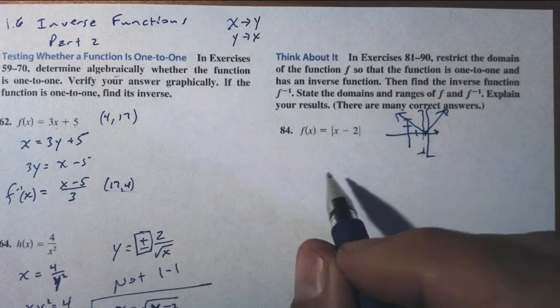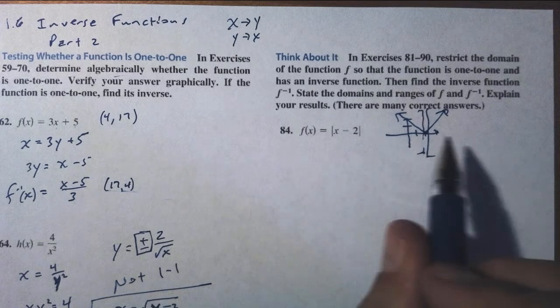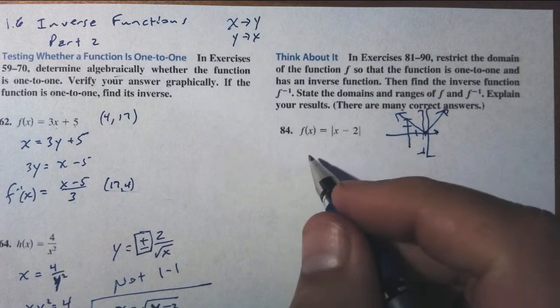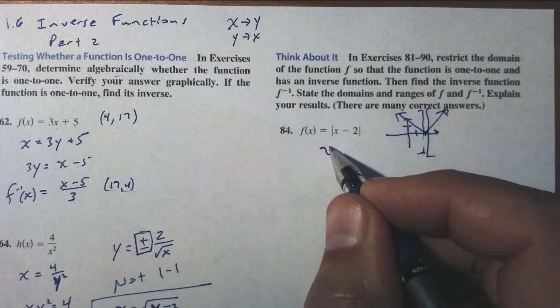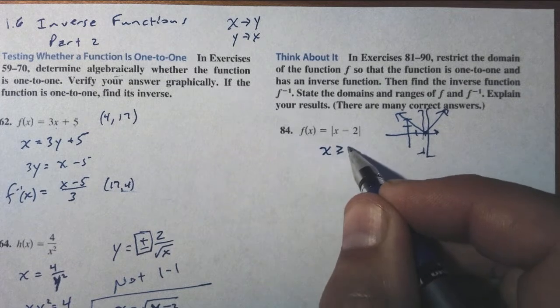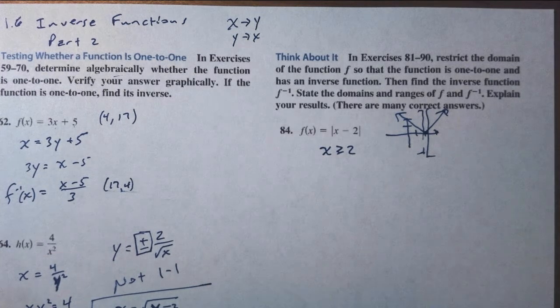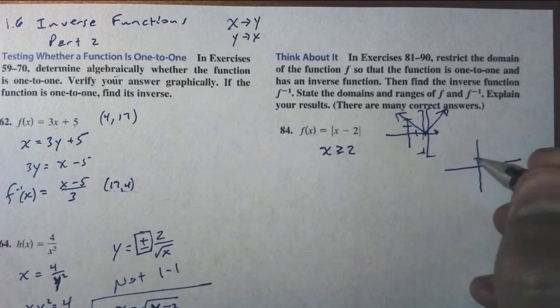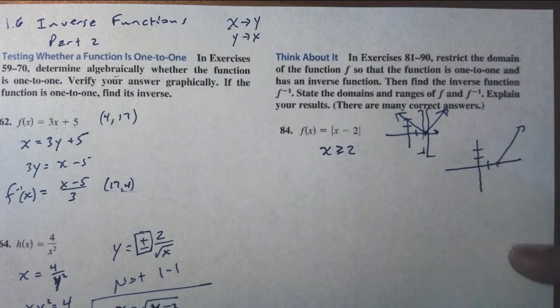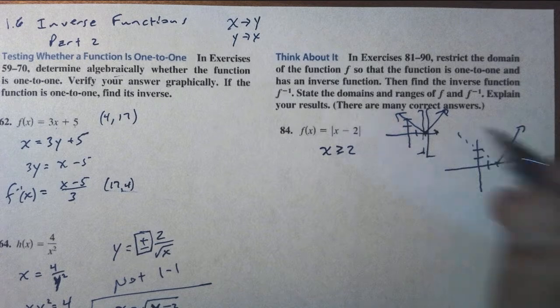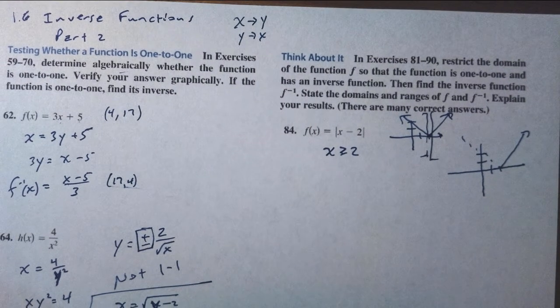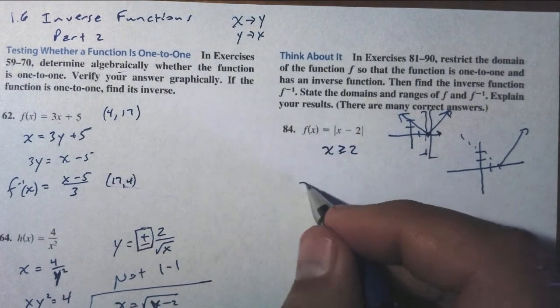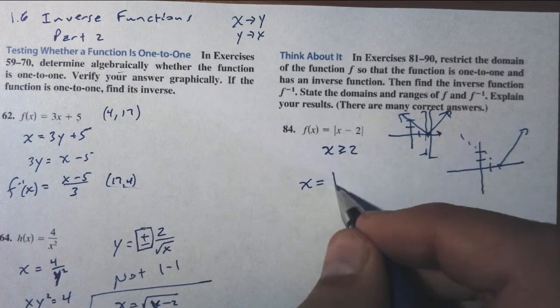I'm going to lop it off to the right, and we'll talk about what happens if we lop it off to the left. So we're going to say, okay, this is one-to-one when x is greater than or equal to 2. So all we're really looking at is this portion of that absolute value curve. Okay, so replace the y with x, replace the x with y.